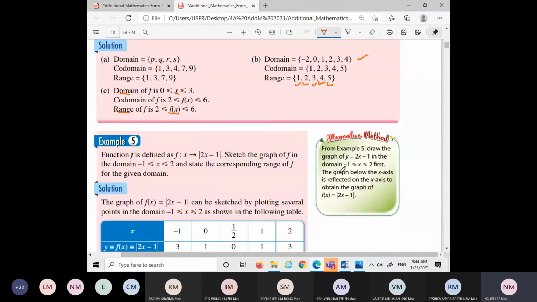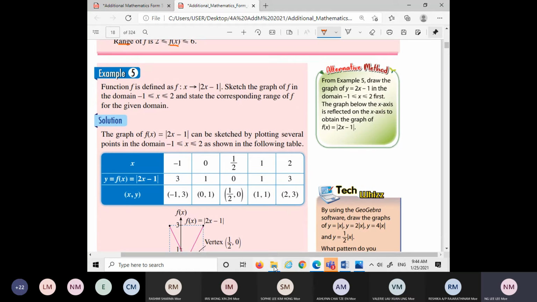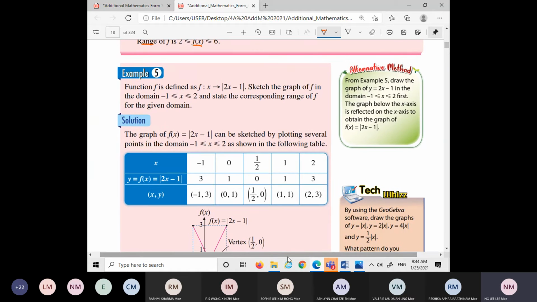Next is the sketching of the modulus graph. Just now we mentioned the definition of the modulus. Now I have to teach you how to sketch this type of graph. I don't want you to follow this one. I have a simple method for this.